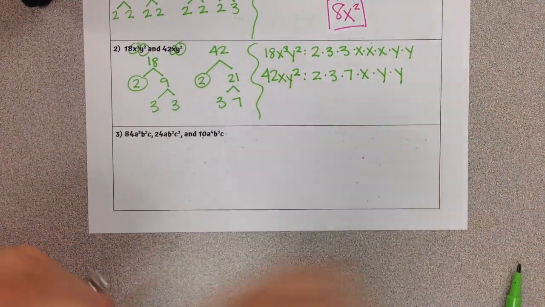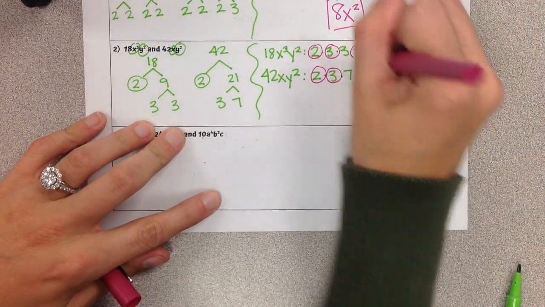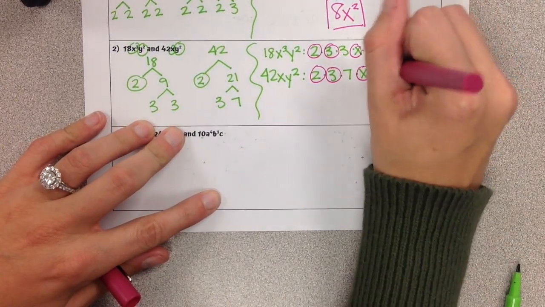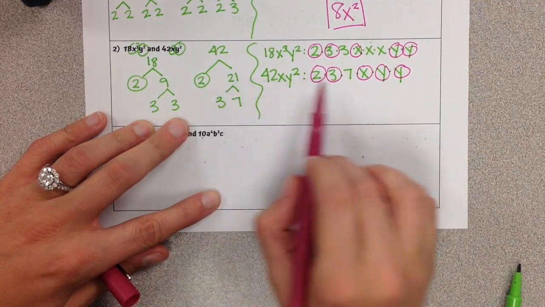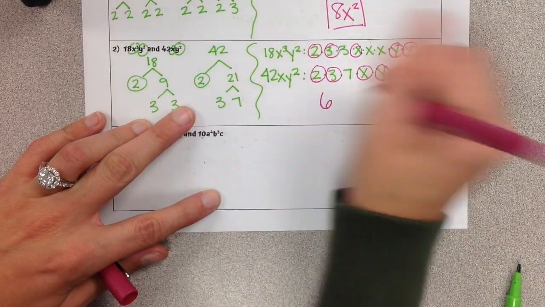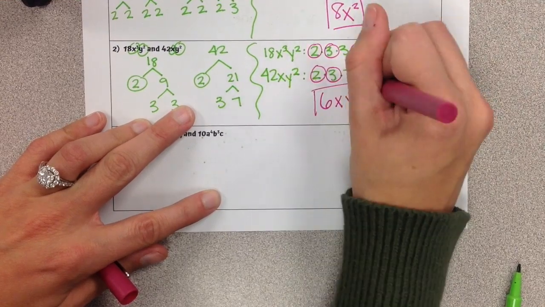So let's look at what they share. They share a 2, they share a 3, they share 1 x, and they share 2 y's. So the GCF is 2 times 3, which is 6, with 1 x and 2 y's, so y squared.